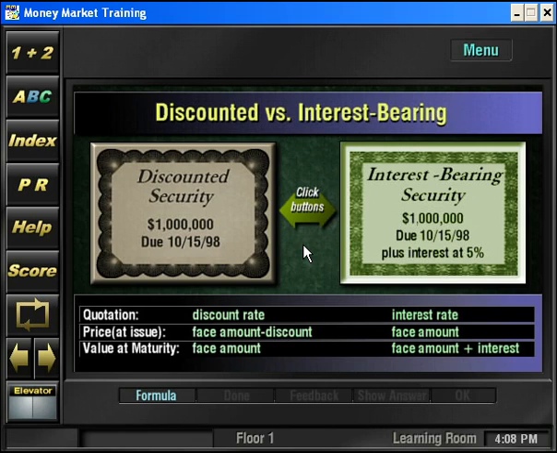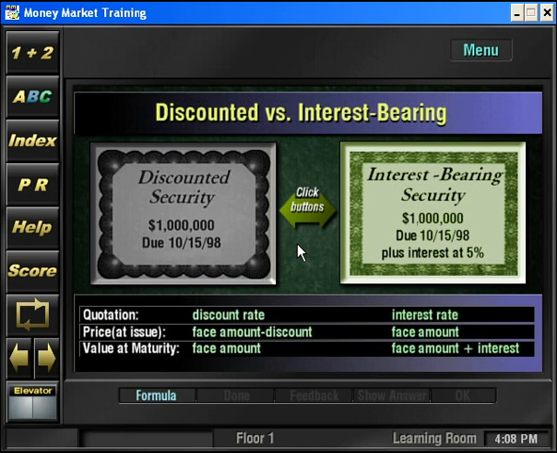Money market instruments pay interest in two ways. Interest-bearing instruments pay interest at maturity, and discounted instruments are sold at a discount. Click on an instrument if you'd like further explanation.